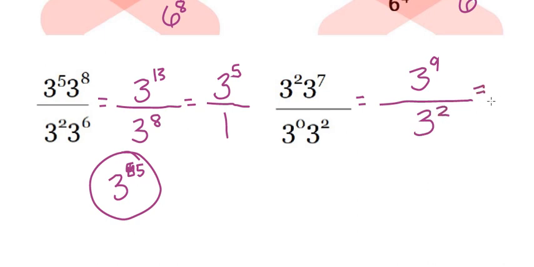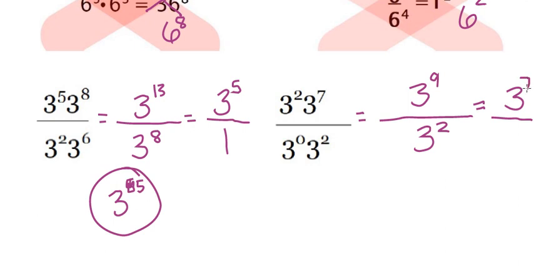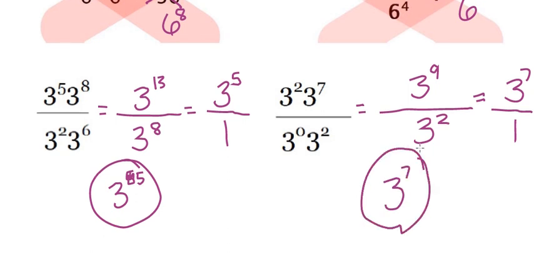Well, when I think about where my 3 is going to be in my answer here, I have 3 to the power of 9 in the numerator, 3 squared in the denominator. I know that 9 is bigger than 2, so I keep my 3 in the numerator, and 9 is bigger than 2 by 7, so it's 3 to the power of 7 over 1. Again, when that 1 is in the denominator, you don't need to keep it there, so your final answer is just 3 to the power of 7.